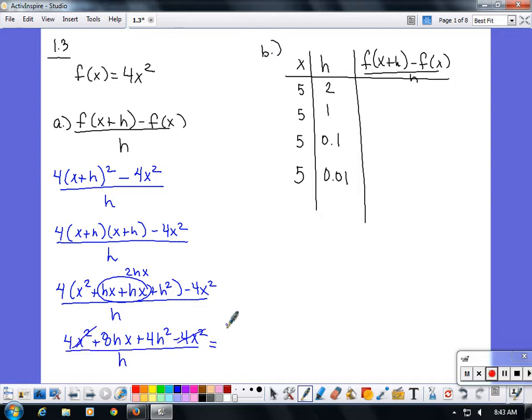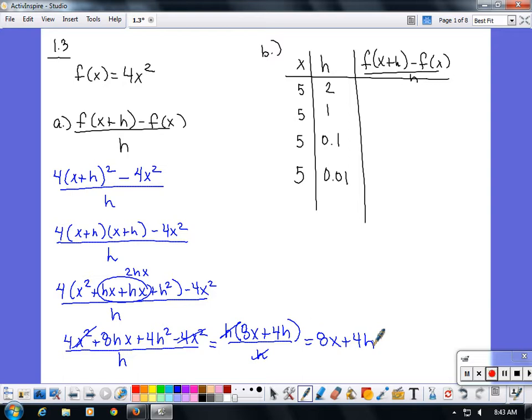Out of these two pieces you have an h left over, so 8x plus 4h all over h. I factored out an h. Cancel those out, and here's what we're looking for, 8x plus 4h. So when you go to fill in your chart, we're going to plug in 5 for x, 2 for h, and then that'll give you the next spot.